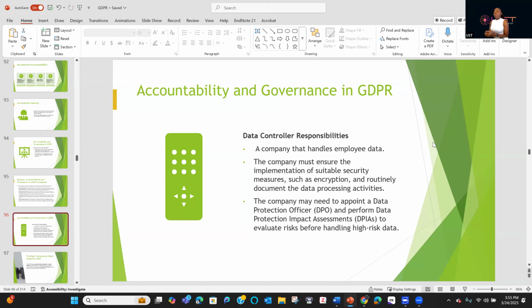And the company also needs to appoint a data protection officer and make sure that data protection impact assessments are performed to evaluate the risks before handling high risk data. You've got to do this before. Do you see what we say? You go, you check, data impact assessment. For example, when we did our PTA and PIA, what did we do? We were able to see if that system collects a lot of sensitive data. If the system collects a lot of PII, then automatically that is a PIA positive system. And if that's the case, then we need a PIA, right?